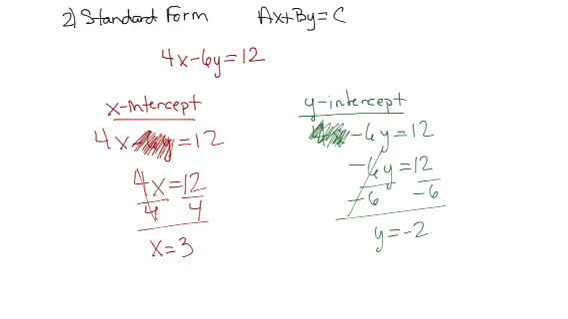So nice for graphing, because now all I have to do is, on the x-axis, go over to 3, on the y-axis, go down to -2, and I draw my line. So it makes a nice, easy shortcut for graphing from standard form if you can find those intercepts.